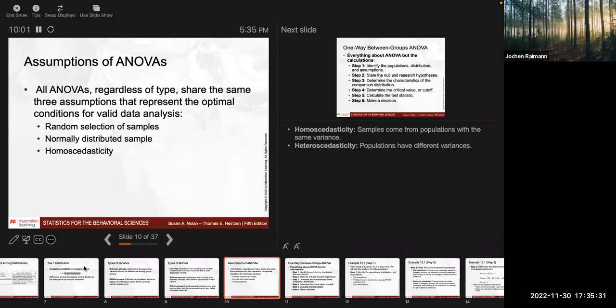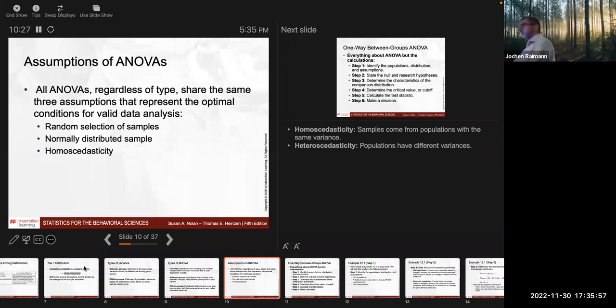Homoscedasticity. That's the interesting one. Homo means same. Scedasticity refers to the variability. That means that the variability between these groups, so the variances within these groups, should not differ by more than, I believe it was 20%. So the variance should be somewhat equal between those groups.